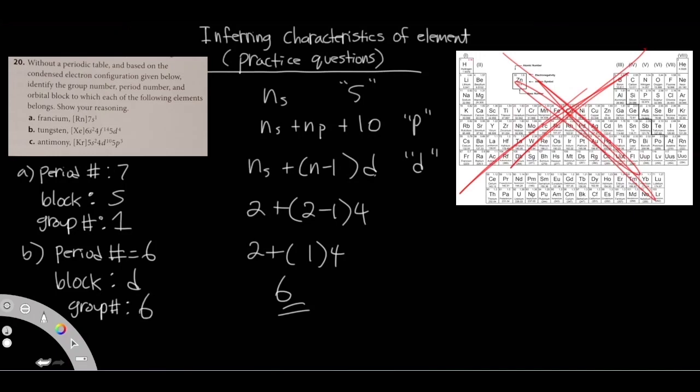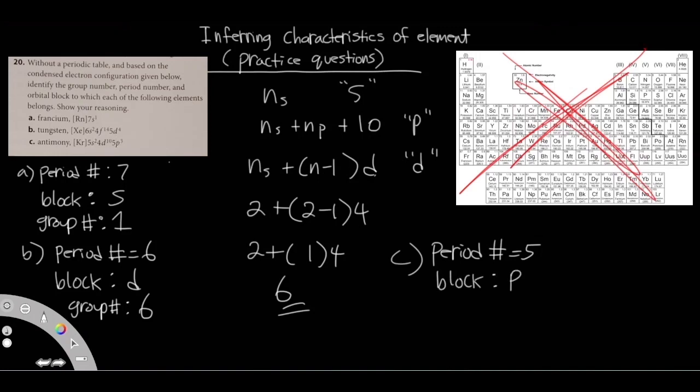Hopefully this is making sense to you. All right, so 6, 6, and then D. All right, let's do the last one. Let's do C. All right, antimony. We have to look at our highest principal quantum number. It is 5, so period number is going to be 5. And then after that, we've got to look at our block. It's obviously going to be P.